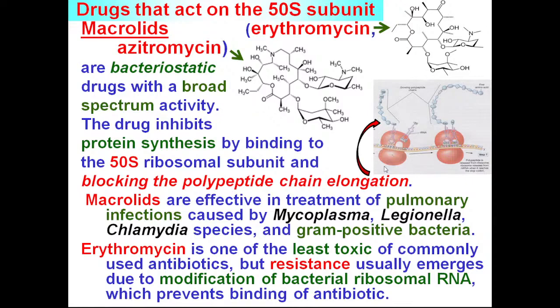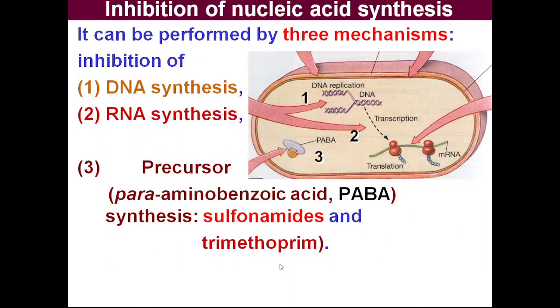Macrolides are effective against a lot of pulmonary pathogens like Mycoplasma, Legionella, and Chlamydia, and some of them are intracellular parasites, like Legionella and Chlamydia. And they are very effective against gram-positive bacteria. The first discovered macrolide is erythromycin, one of the least toxic of the commonly used antibiotics. But unfortunately, as usual, resistance can develop. We will discuss several issues regarding resistance later on.